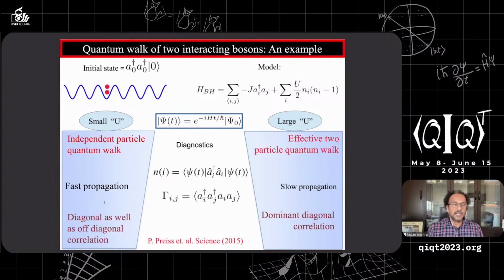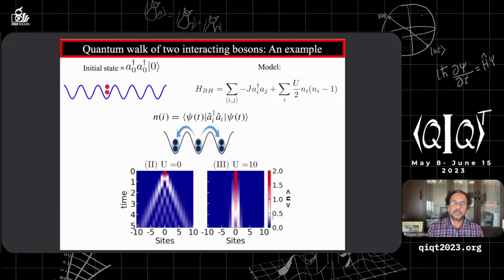It's a fast propagation. And if we look at the correlation matrix like this, then we expect diagonal as well as off-diagonal correlation, because the particle has spread to the entire lattice. If you compute the correlations between different sites, this is a kind of density correlation, then you expect finite correlation matrix elements throughout the correlation matrix. However, if we have a very strong interaction, then the effective two-particle quantum walk can be observed, because now the particles will start to interact, they talk to each other. Then we expect a slow propagation, and the reason for this will be given in the later slides. We would see slow propagation and only dominant diagonal correlation.